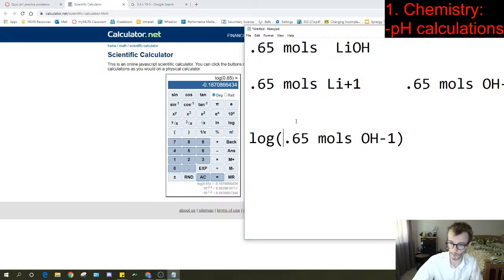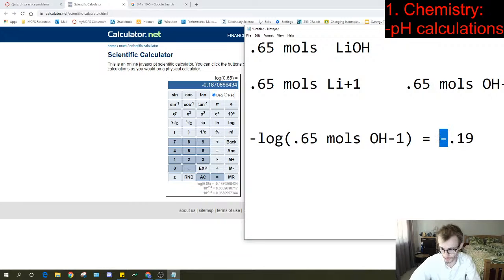Okay, so log 0.65 gave me negative 0.19. Beautiful. Now, the formula actually has a negative in front of this, just to get rid of this negative at the end. It's really easy. If you ever do the pH formula and you end up with a negative number in this class, you just forgot to put it. Just change it to the positive number. You don't need to redo it. That's all. So this is the pOH.